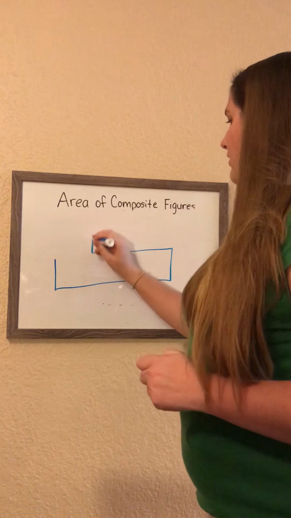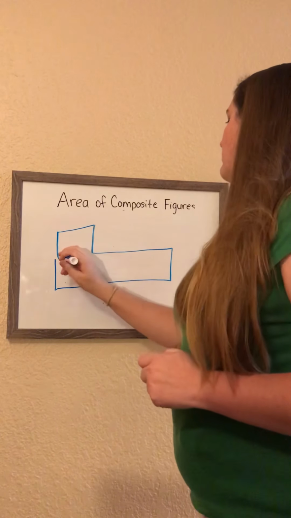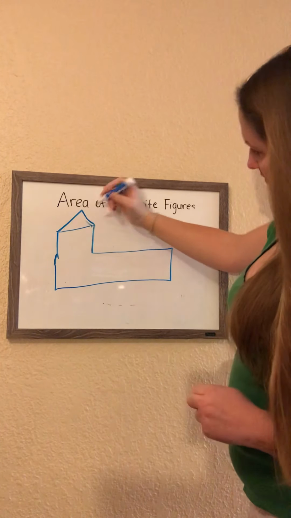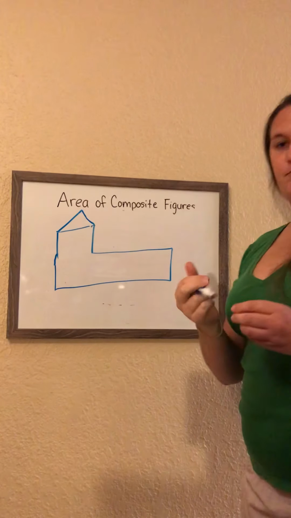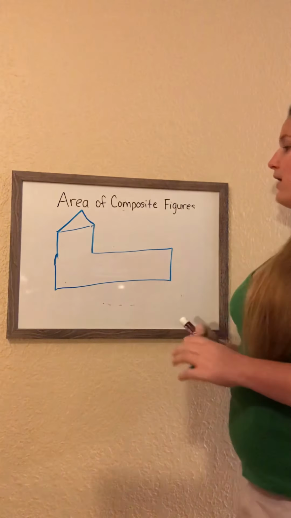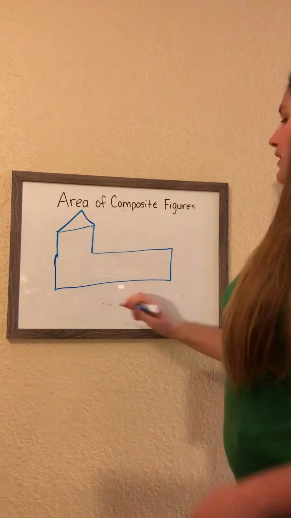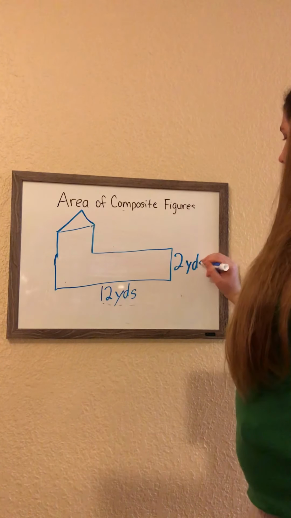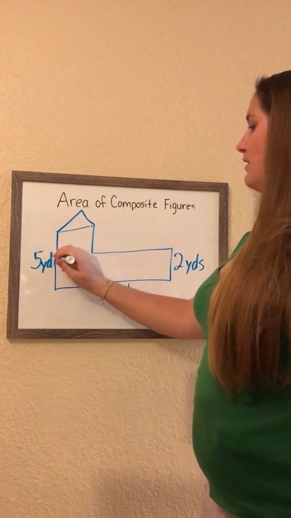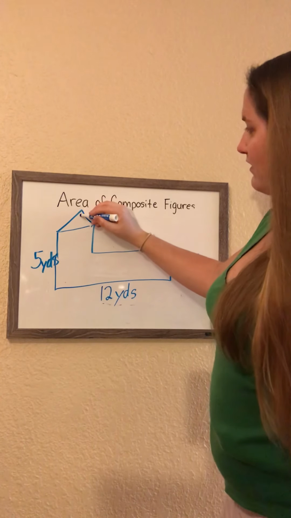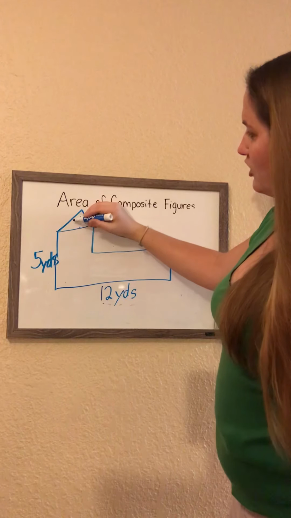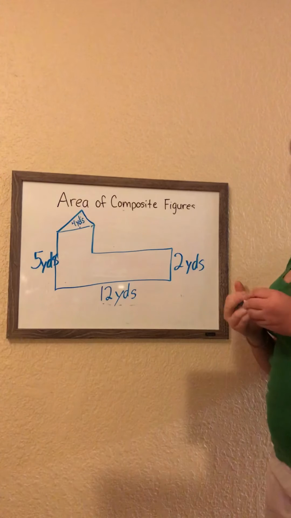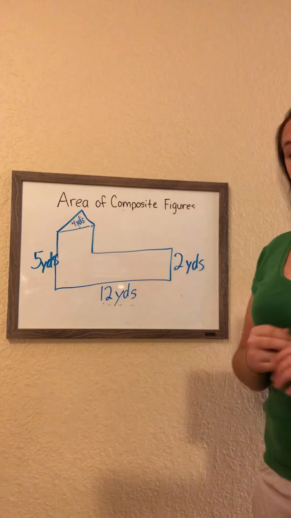Just draw a big old rectangle here. Oops, that didn't connect. And a triangle. All right, so let's pretend that your teacher can draw. Now, if this came with labels, let's say this is 12 yards, this is 2 yards, 5 yards, and then you need to know the height of this triangle. Let's say the height of this triangle is 4 yards. The rest of this problem we can figure out on our own.